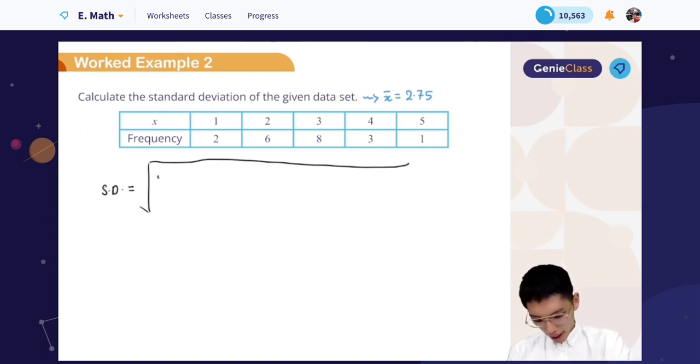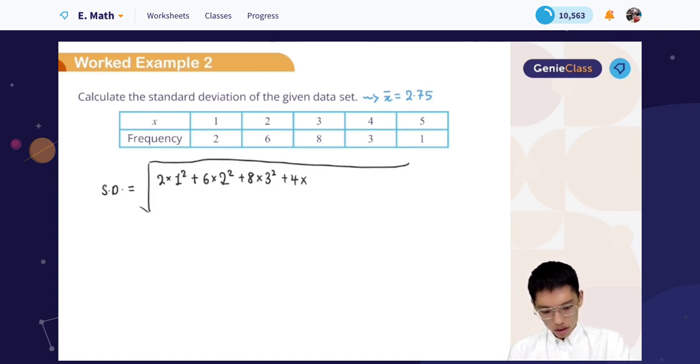Frequency, there are 2 of 1s, but we are summing the squares. So it's going to be 2 times 1 squared. So on, there are 6 of 2s, but we are summing the squares, so there are 6 of 2 squared. And so on, so forth. Plus 8 of 3 squared, plus 3 of 4 squared, sorry for that, and 1 of 5 squared.